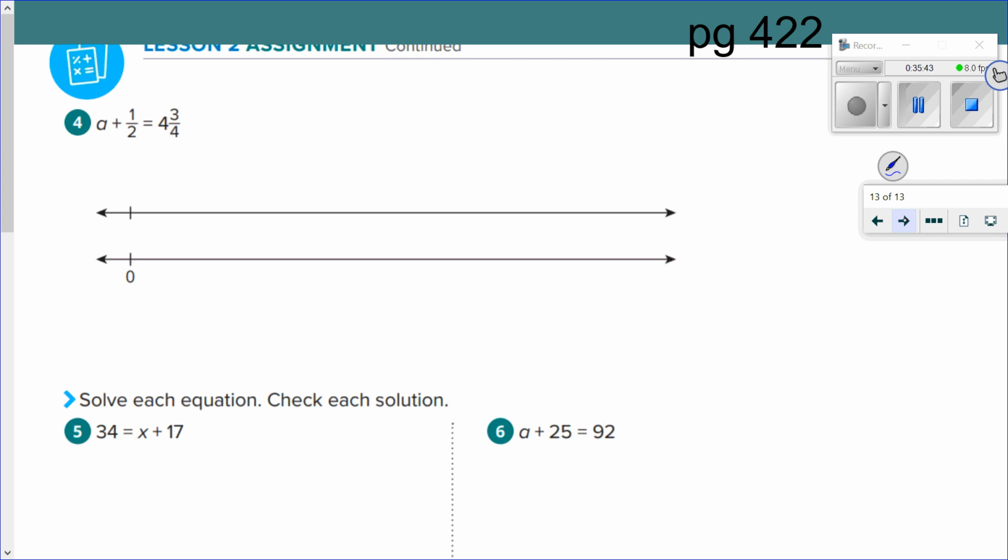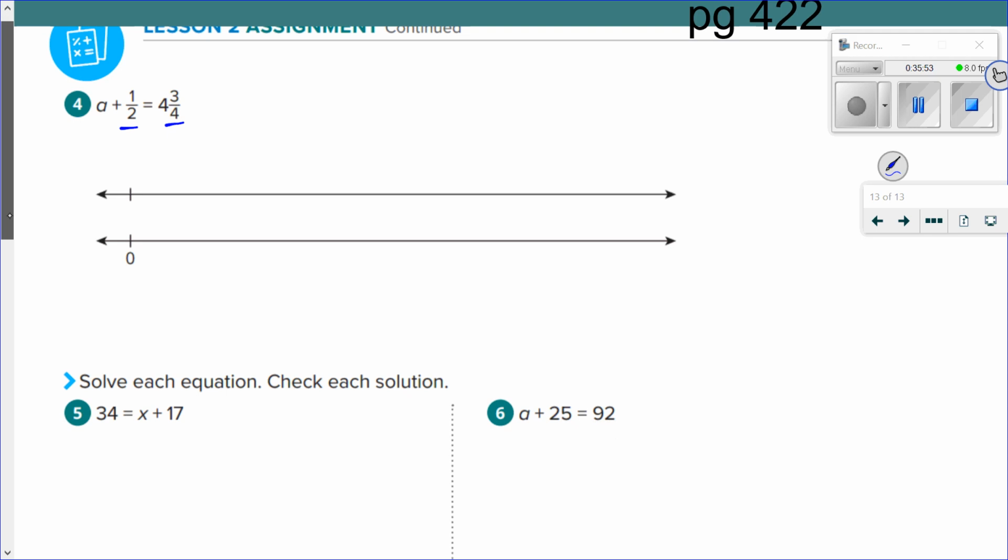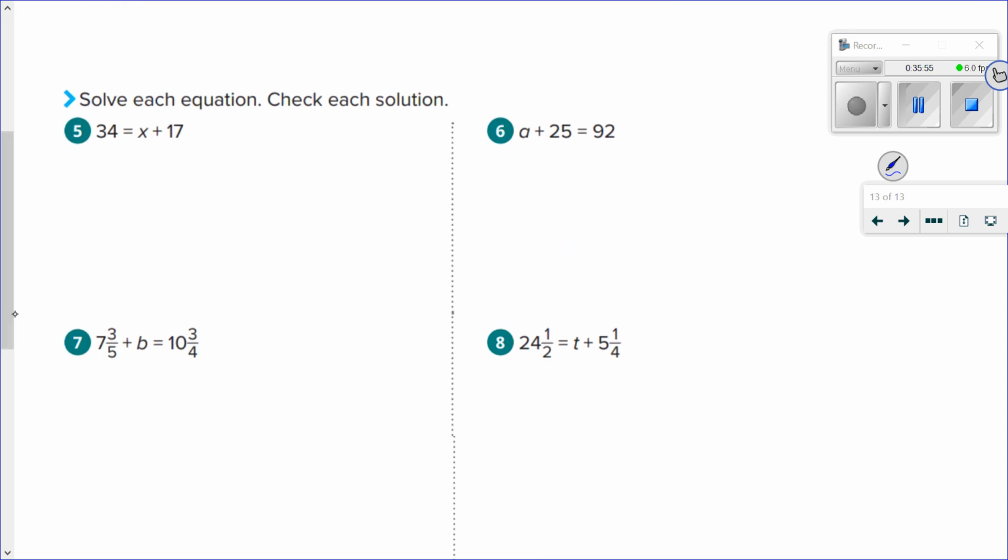Okay, this one. Now they've thrown a fraction and a mixed number in on you. Again, shouldn't make a difference. If you're following the rules, you'll know what to do. Here's where it's going to get a little trickier because they've given you a lot of mixed numbers.